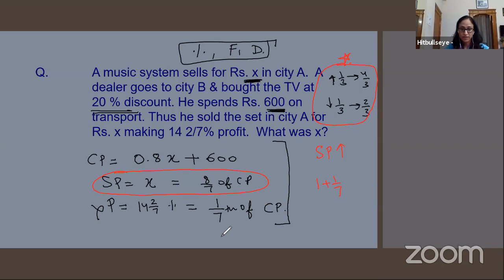This pen doesn't look nice. Let me just change the color. Okay, so it has to be 1 plus 1/7, which becomes 8/7. So obviously your selling price has been increased from cost price by 1/7, which clearly means selling price has to be 8/7 of the cost price.